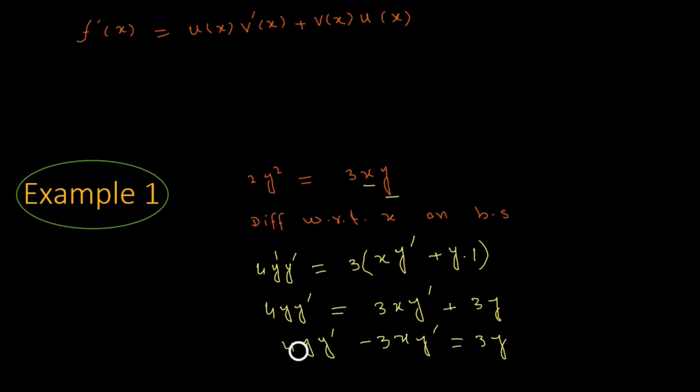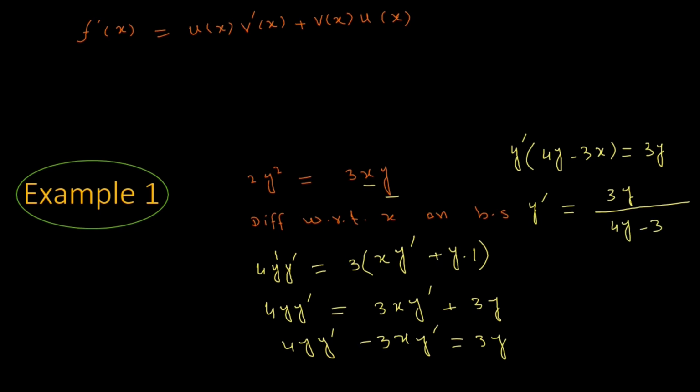You can see over here that y prime is common. If y prime is common then it will be (4y minus 3x) y prime equals 3y, and from here you can write y prime equals 3y divided by 4y minus 3x. So this is the way how to find the derivative by the product rule. And we will take another example.